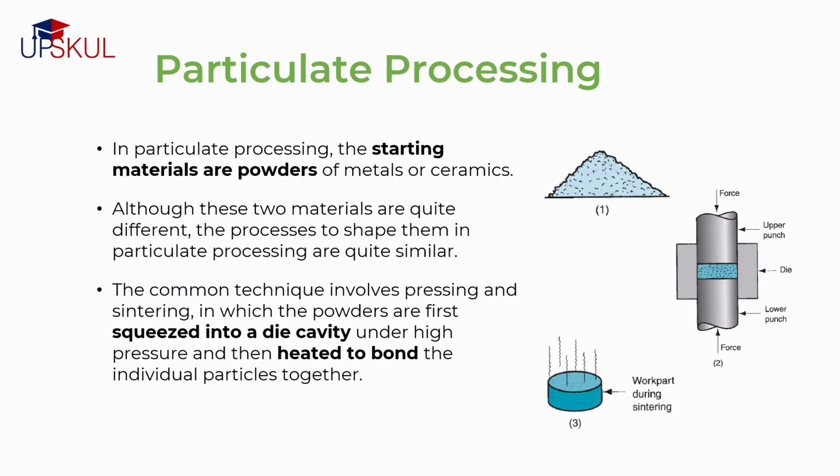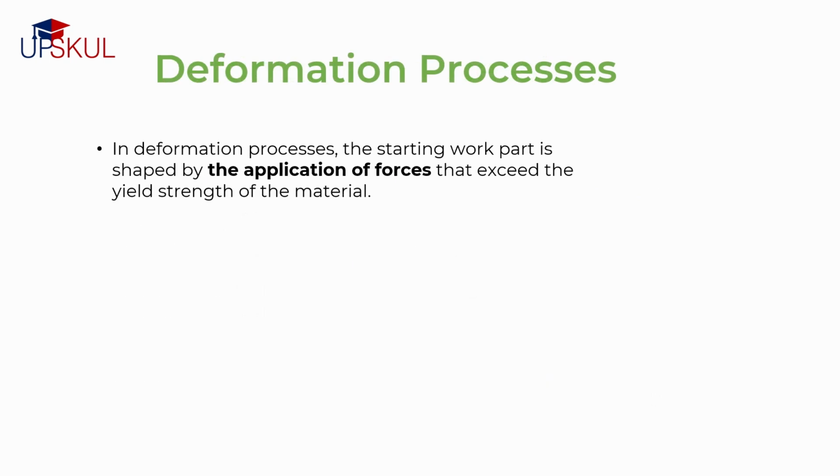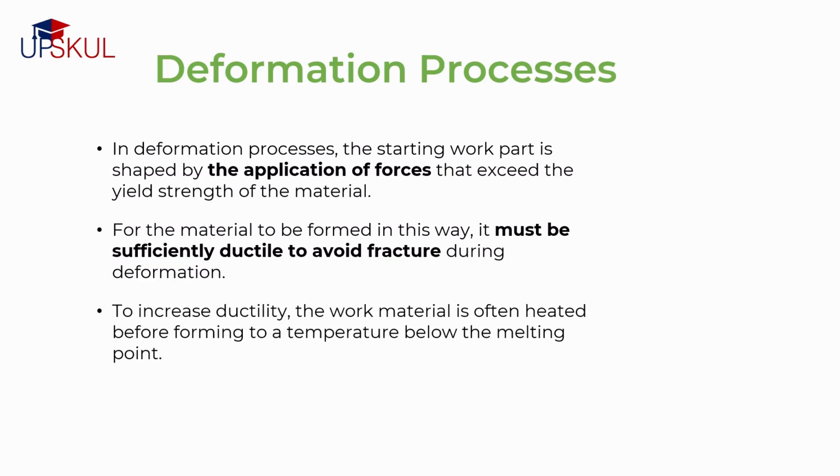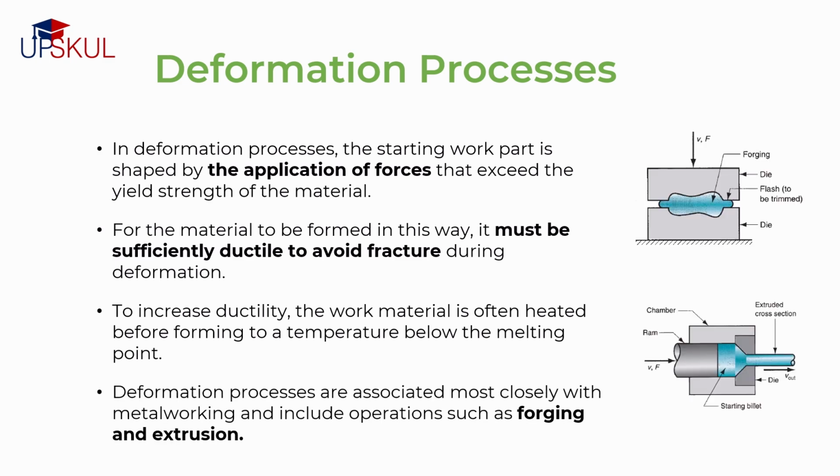In deformation processes, the starting work material is shaped by the application of forces that exceed the yield strength of the material. For the material to be formed in this way, it must be sufficiently ductile to avoid fracture during deformation. To increase ductility, the work material is often heated before forming to a temperature below the melting point. Deformation processes are associated most closely with metalworking and include operations such as forging and extrusion.